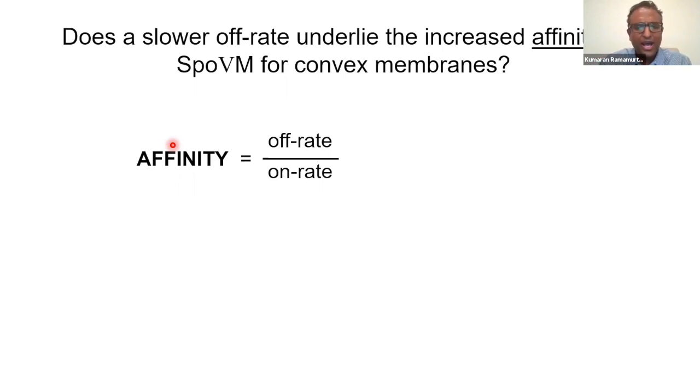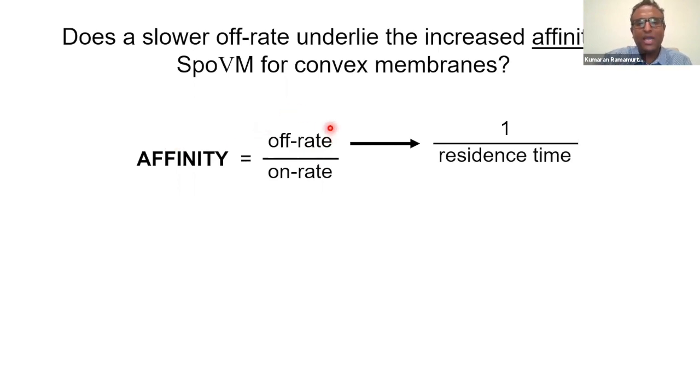Okay, so usually this happens at like a millisecond level. So it's very difficult to measure on rates and off rates. But there is another aspect of this that we can exploit. So this off rate can be described as an inverse of what's called residence time.